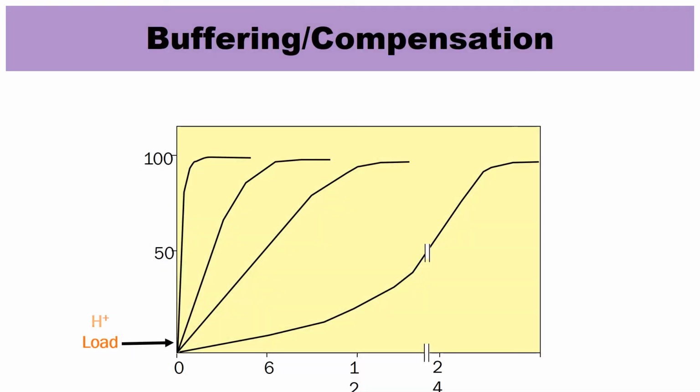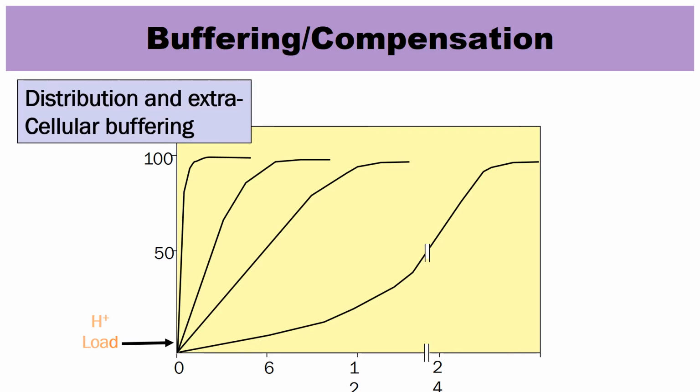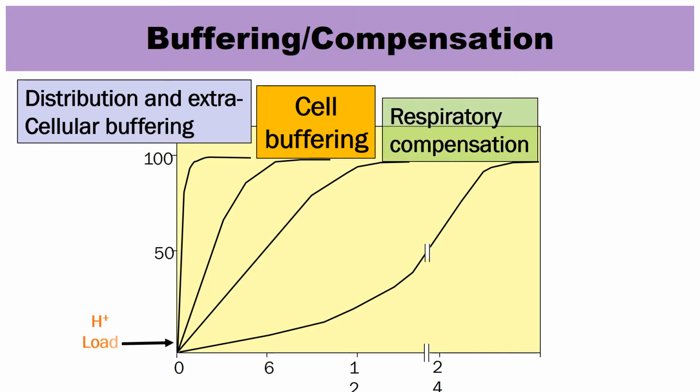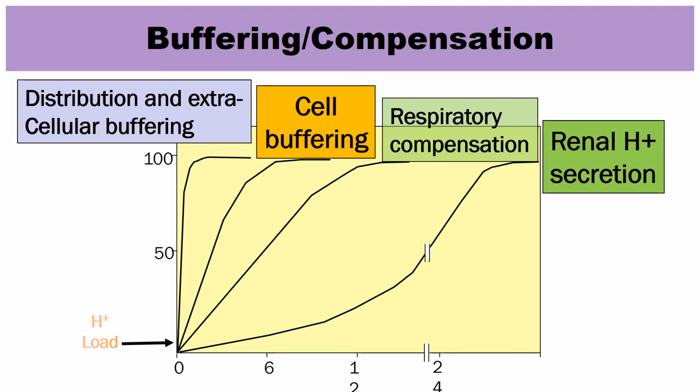So let's assume you take a normal person and I infuse hydrogen ions into that person at, say, time 0. Within minutes of that infusion, that hydrogen ion is going to get distributed into cells, it's going to be taken up by proteins, and then there will be mechanisms in place to maintain that hydrogen ion in a form that does not exceed a certain limit.